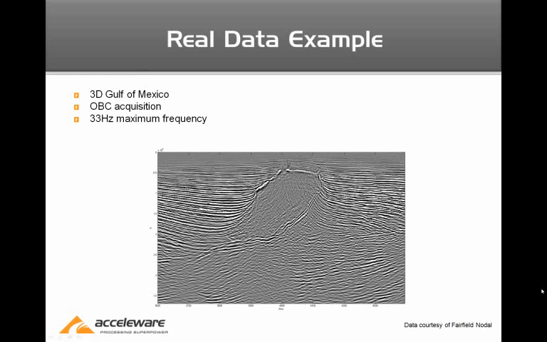So, I'd just like to finish off by showing a real field data example. So this is an AXRTM image from a 3D OBC survey from the Gulf of Mexico. And the data was migrated using a maximum frequency of 33 Hz. So I think we can very clearly see that we have good delineation of the salt body and also of the sediments abutting the salt.